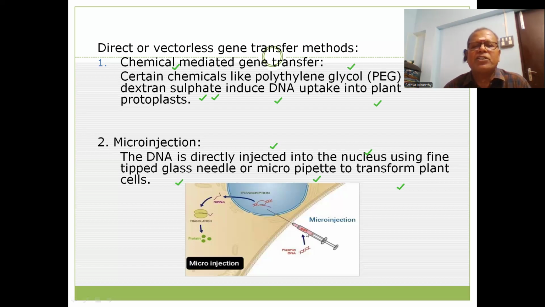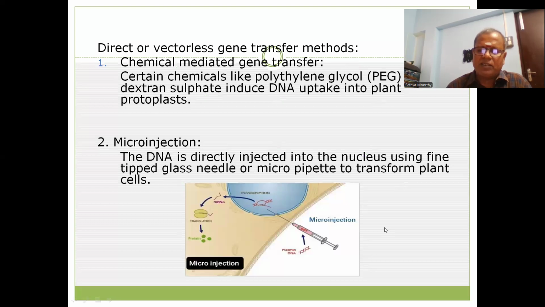In microinjection, it is straight away injected into the nucleus, the controlling center of a cell where the genetic material DNA is present. This is called a direct method. Directly, you are injecting the gene of interest into a host using microinjection. This is the second one.